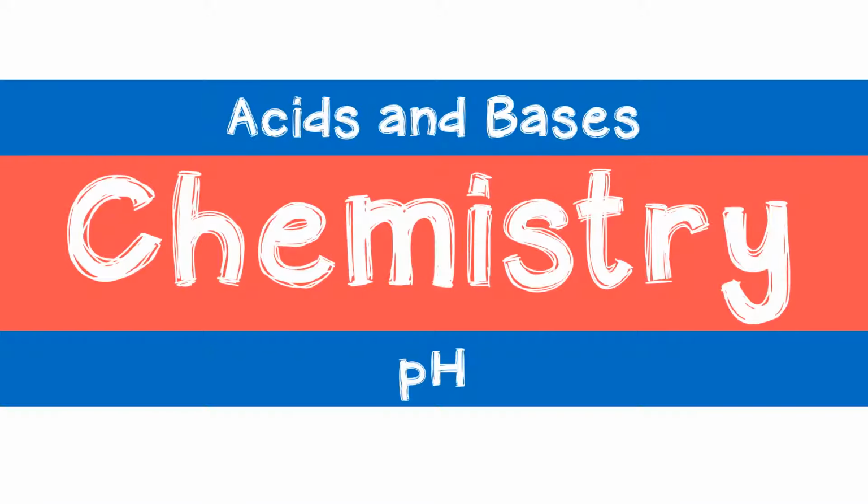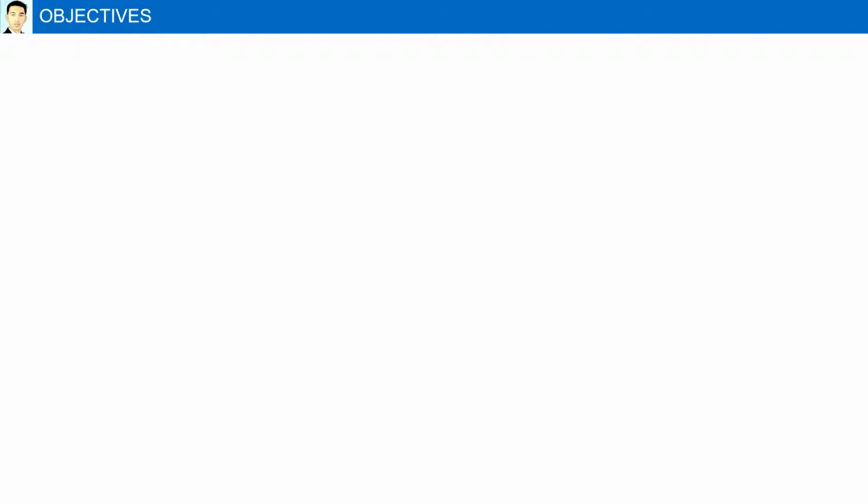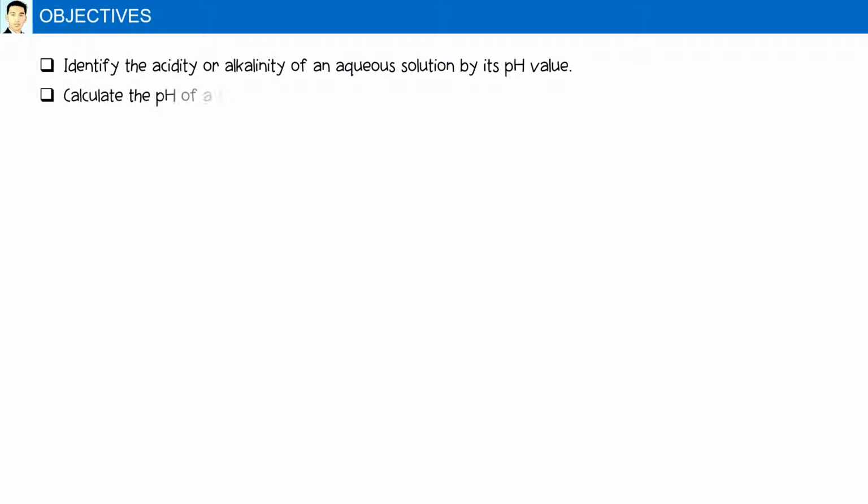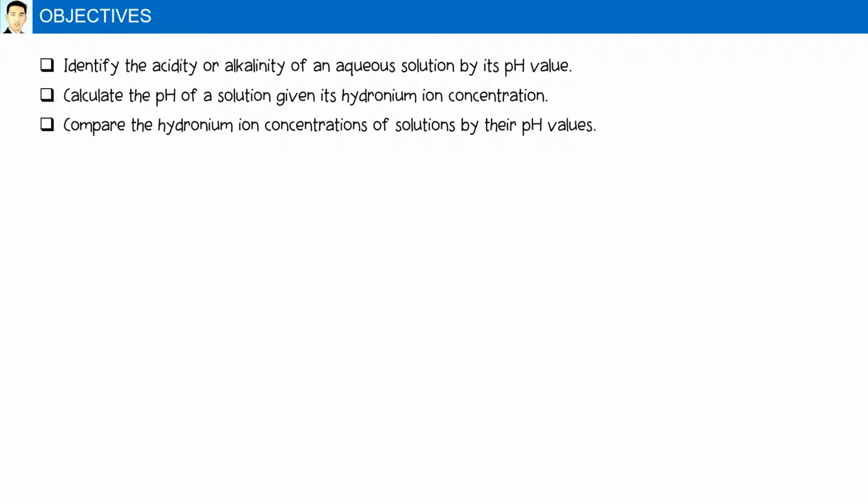Acids and bases, pH. Objectives. Identify the acidity or alkalinity of a solution by its pH value. Calculate the pH of a solution given its hydronium ion concentration. And finally, compare the hydronium ion concentrations of solutions by their pH values.